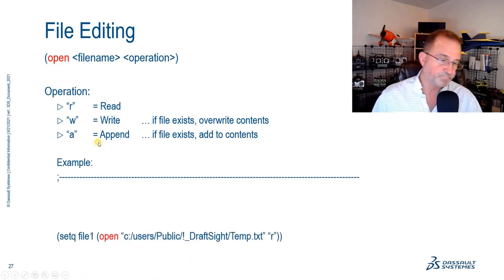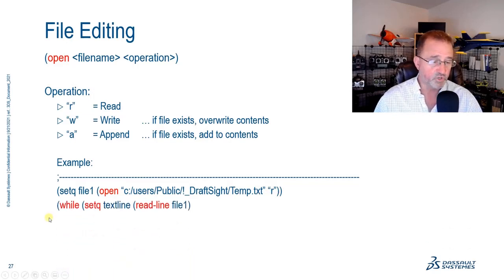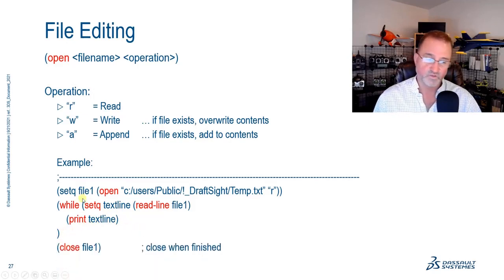So what's an example? Let's say I set a variable called file1 to our open function. I give it my temp file name and I say R for read. Now that variable is set to reading the file. And then I can use my while loop. While I can set the value of text line to read the line from this file1, while I do that, go ahead and print that variable on the command line. And then when you're done, close the file. So very simply, we can use open to read while we're reading something, and we can set it to a value, do something here.